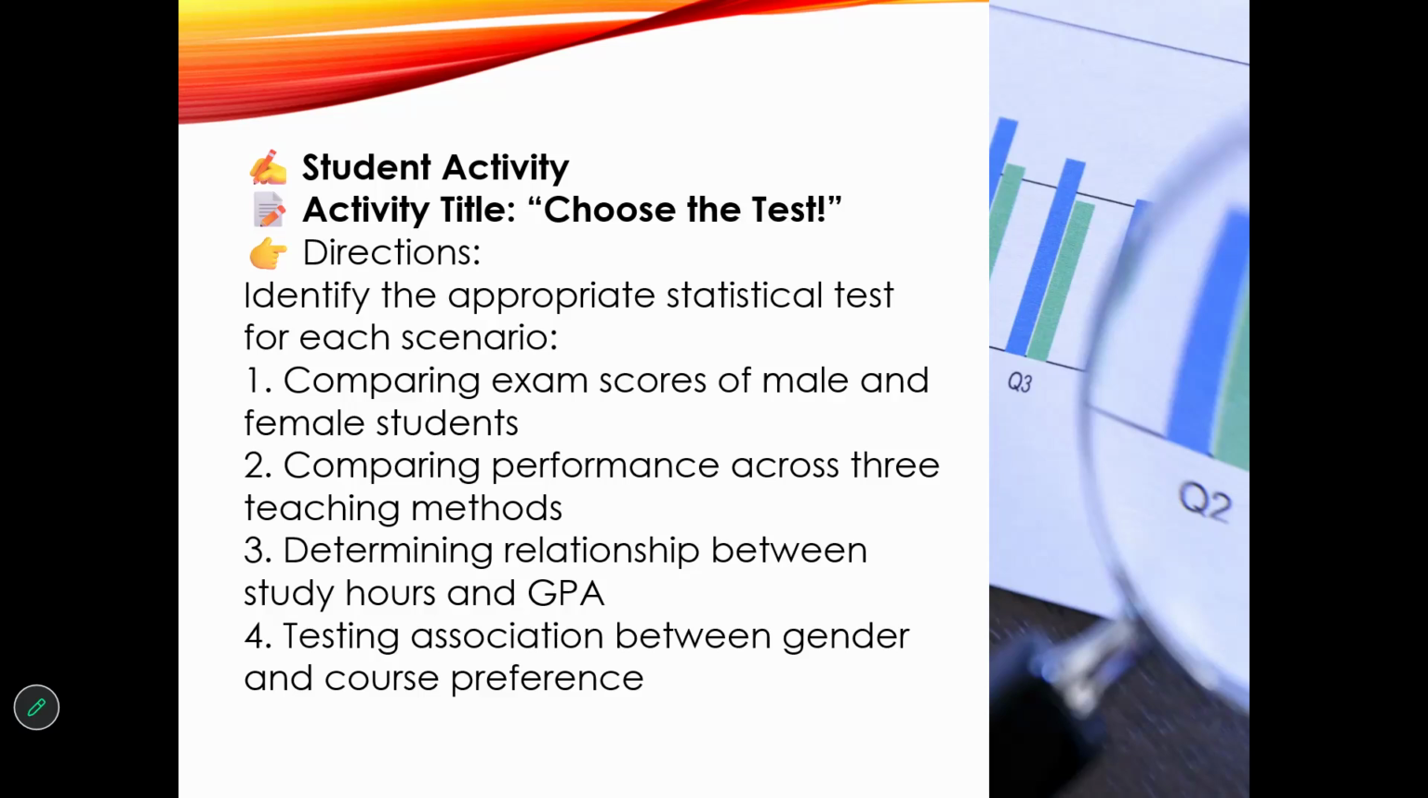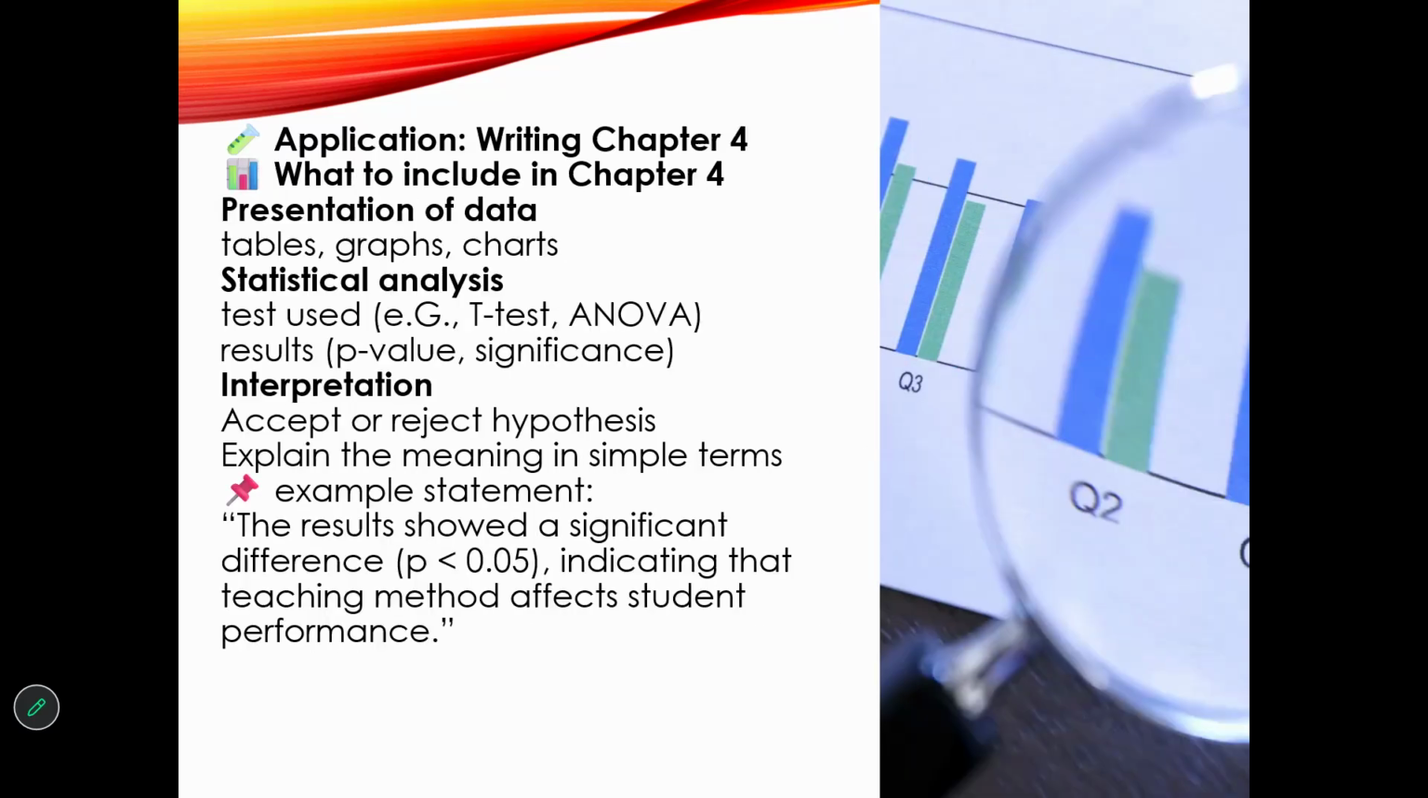So now for your student activity, you will choose the test. You will identify the appropriate statistical test for these scenarios. Number one, comparing exam scores of male and female students. Two, comparing performance across three teaching methods. Three, determining relationships between study hours and general average. And four, testing association between gender and course preference. You will just answer on a piece of paper.